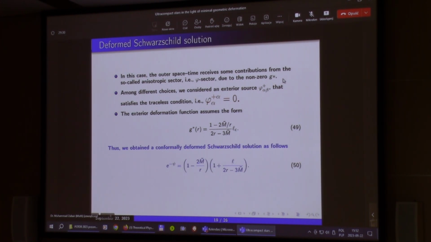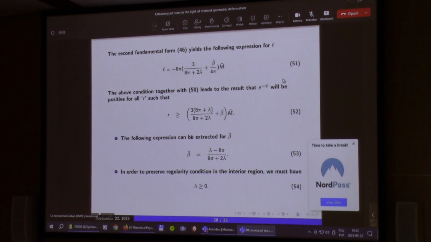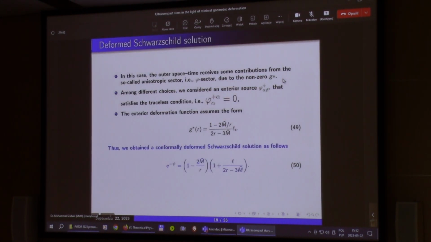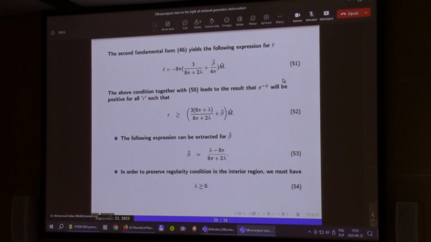And using this value of G static, we can calculate the other metric components as given in equation number 50. And again, the second fundamental form helps us to calculate the unknown parameters. Like we can get the expression for L, which is appearing in this G static, and then we pick the regularity conditions, which finally help us to calculate the condition on the coupling parameter, which is lambda.